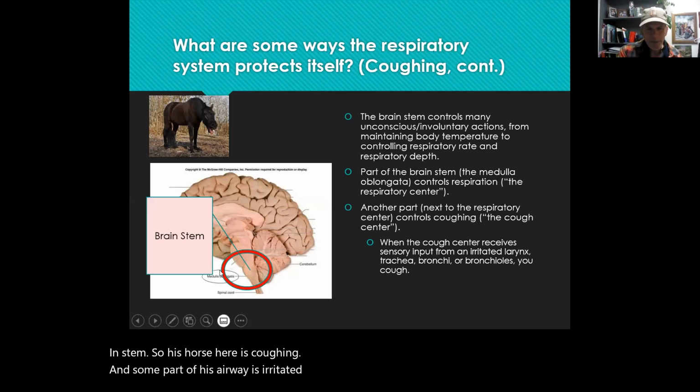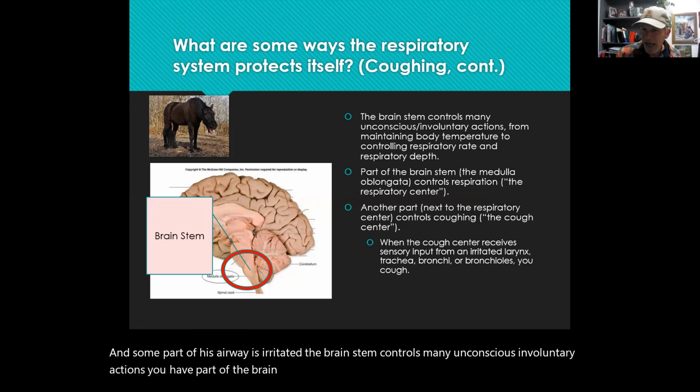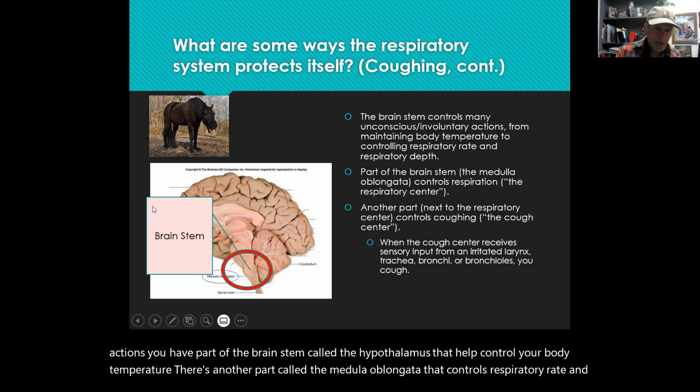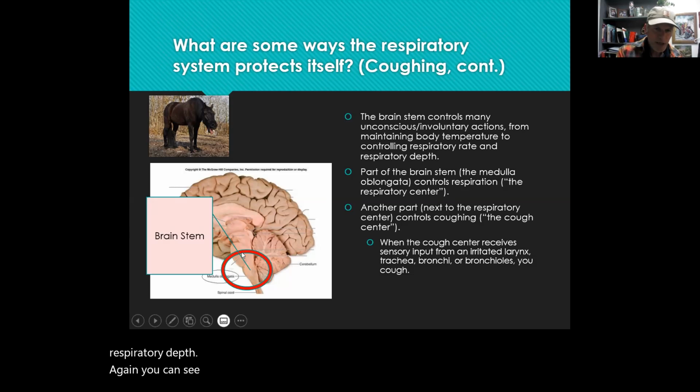The brain stem controls many unconscious involuntary actions. You have part of the brain stem called the hypothalamus that helps control your body temperature. There's another part called the medulla oblongata that controls respiratory rate and respiratory depth. Again, you can see here's the brain stem, and there's this one little part called the medulla oblongata.